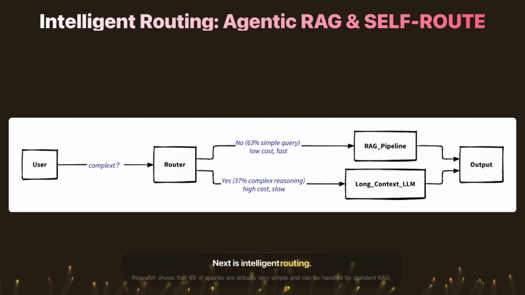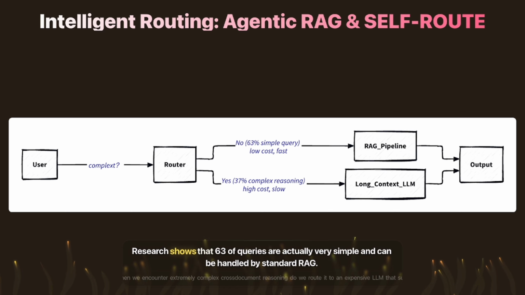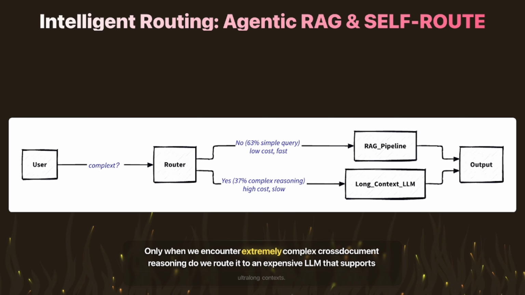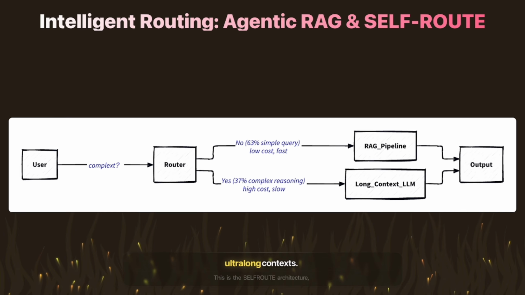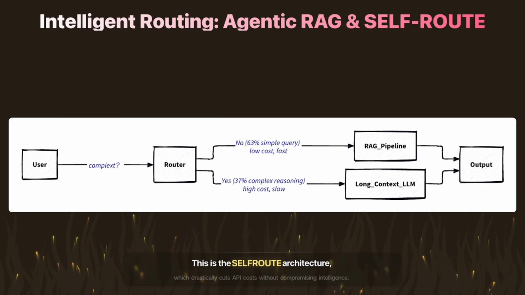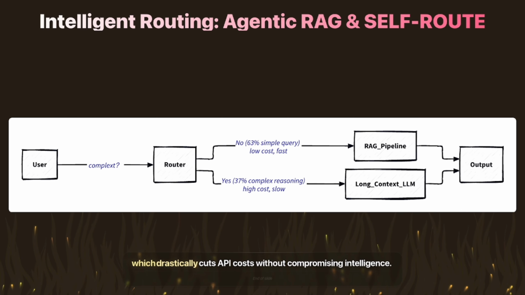Next is intelligent routing. Research shows that 63% of queries are actually very simple and can be handled by standard RAG. Only when we encounter extremely complex cross-document reasoning do we route it to an expensive LLM that supports ultra-long contexts. This is the self-route architecture, which drastically cuts API costs without compromising intelligence.